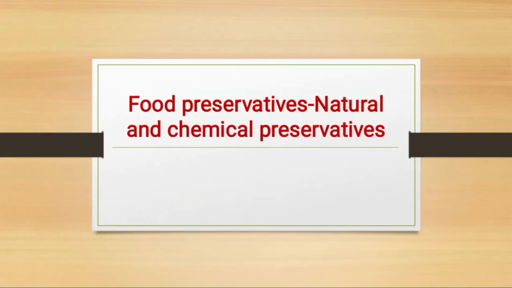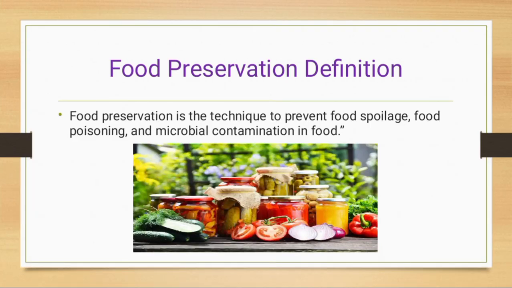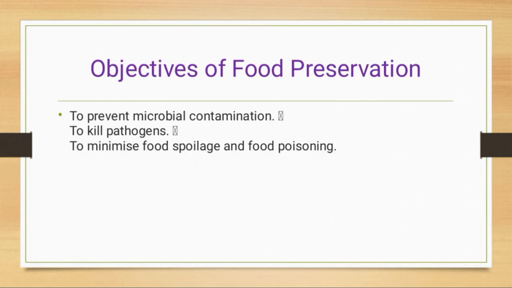Everyone, I am going to discuss food preservatives, natural and chemical preservatives. Food preservation definition: food preservation is the technique to prevent food spoilage, food poisoning and microbial contamination in food. Objectives of food preservation: to prevent microbial contamination, to kill pathogens, and to minimize food spoilage and food poisoning.